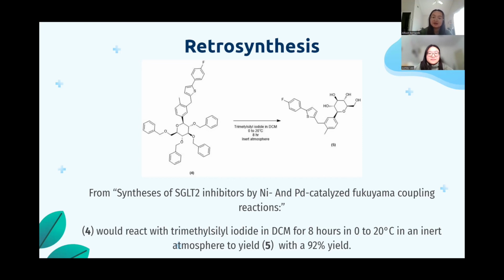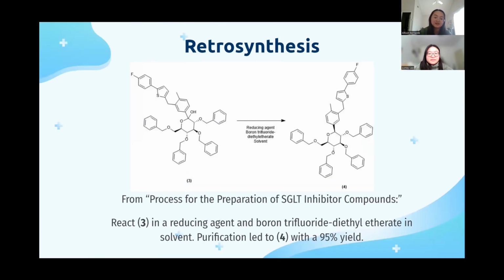And to get compound number 4, this is from Process for the preparation of SGLT inhibitor compounds. You would react 3 with a reducing agent and boron trifluoride diethyl etherate in solvent, and after purifying the crude compound, the purification led to our compound number 4 with a 95% yield.